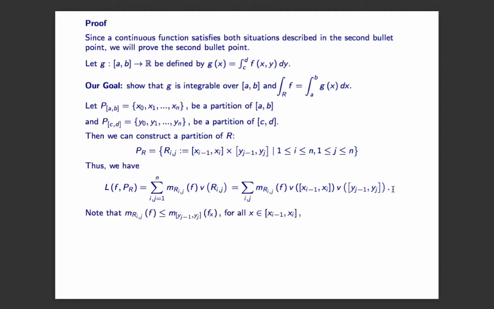Now, note that the infimum of f over the entire subrectangle has to be less than or equal to the infimum of f on just a strip of y for each x. In other words, if I were to isolate x and only let y vary from one edge of the partition to the next edge of the partition, then whatever the infimum there on that fixed x has to be greater than or equal to the infimum of f if I let f vary over the entire subrectangle.